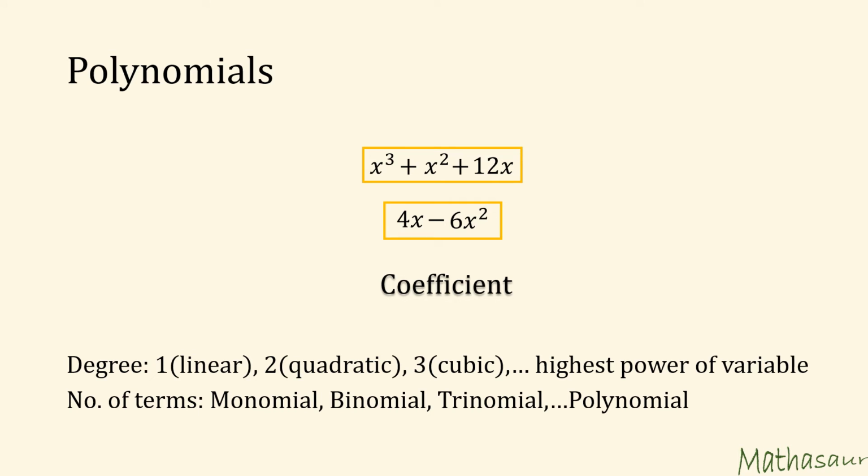Let us look at another definition. Now note that all the terms have a real number with them. These are known as the coefficients. Let us look at the coefficient of x. In the first polynomial, the coefficient of x is plus 12. In the second polynomial, the coefficient of x is plus 4. Now let us try to identify the coefficients of x square in both the polynomials. So in the first polynomial, it would be plus 1. In the second polynomial, it would be minus 6.